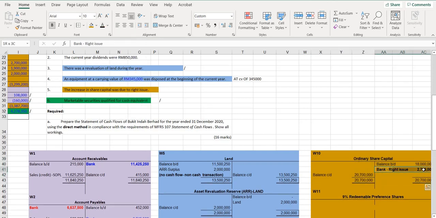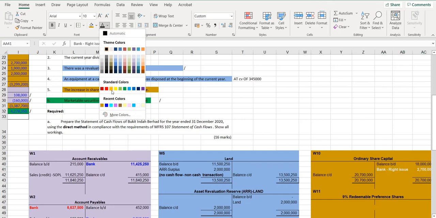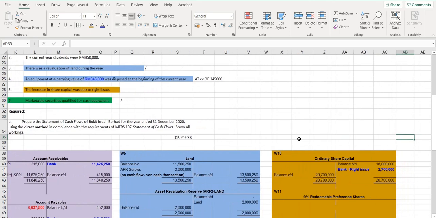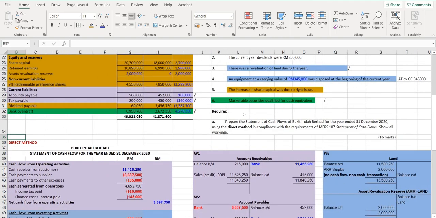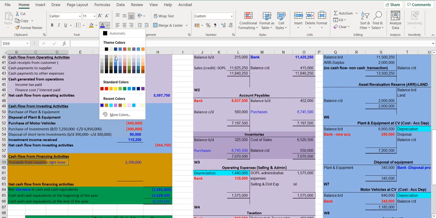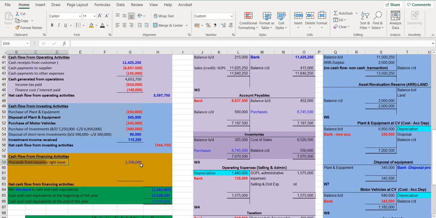So the rights issue here is the cash receipt that you had from the issuance of rights, 2.7. Put this here in the statement, right? So that one would be proceeds from rights issue. And the proceeds from rights issue was 2.7, an inflow.